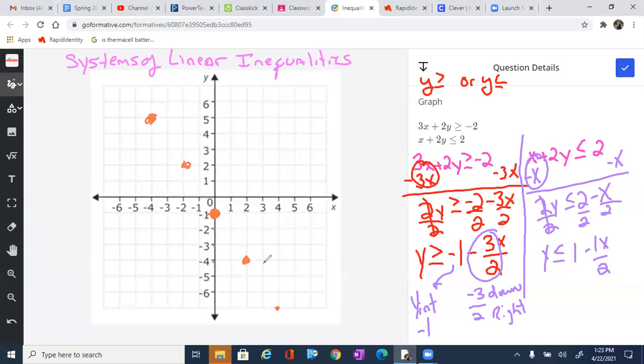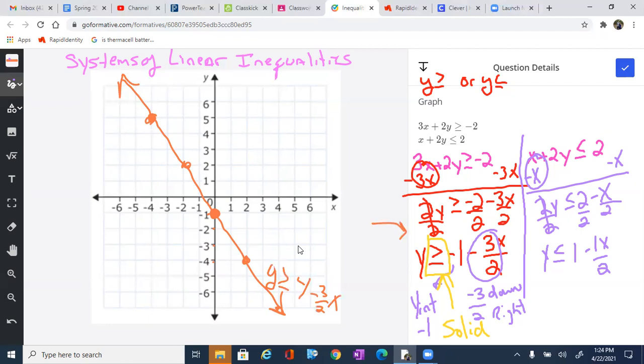Now, once we get here, we are going to have to ask ourselves the question, is it going to be a solid or a dashed line? So I'm going to look at the inequality. The inequality says that it will be solid, and it will be solid because it has an equals to in there. So let's graph that solid line through there. I always write the equation that I'm dealing with, y greater than or equal to negative 1 minus 3 over 2x.